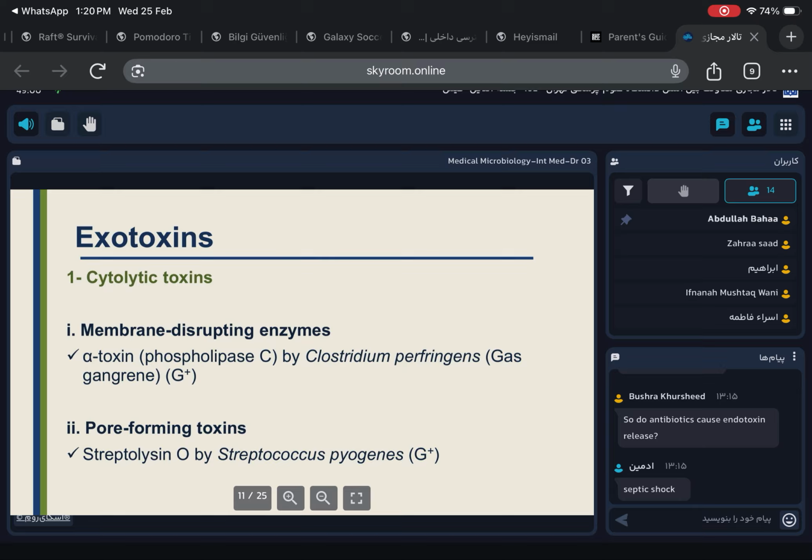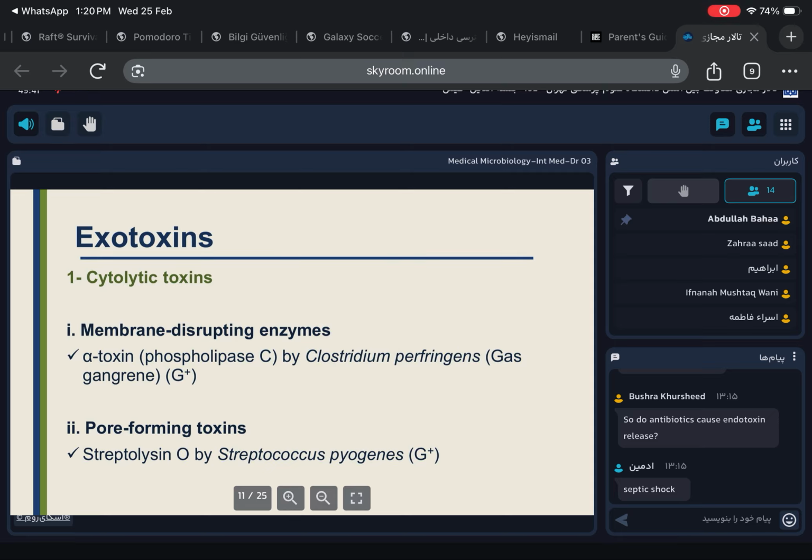Another group of cytolytic toxins are pore-forming toxins. They are able to form tiny holes or pores on the cell. And through these holes, ions and also water can leave the cell. So these toxins can interfere with the normal function of the cell, and sometimes they can lead to death of the cell. An example is streptolysin O, which is produced by Streptococcus pyogenes. Streptococcus pyogenes is a gram-positive bacterium. It can cause a strep throat.